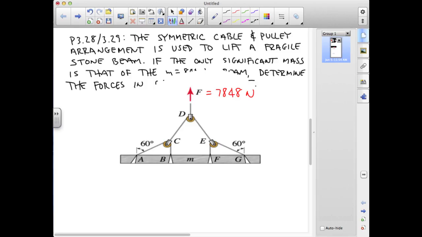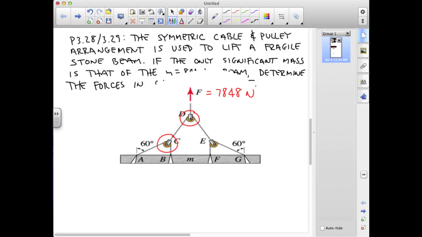And the two natural places for us to look are first at this pulley at D, where we have the shackle and the cable coming off the top. We know the tension in that, it's 78.48 newtons. We're cutting through the cable segment twice on either side. And also we can take a look at free body diagrams for either ACB or FEG.